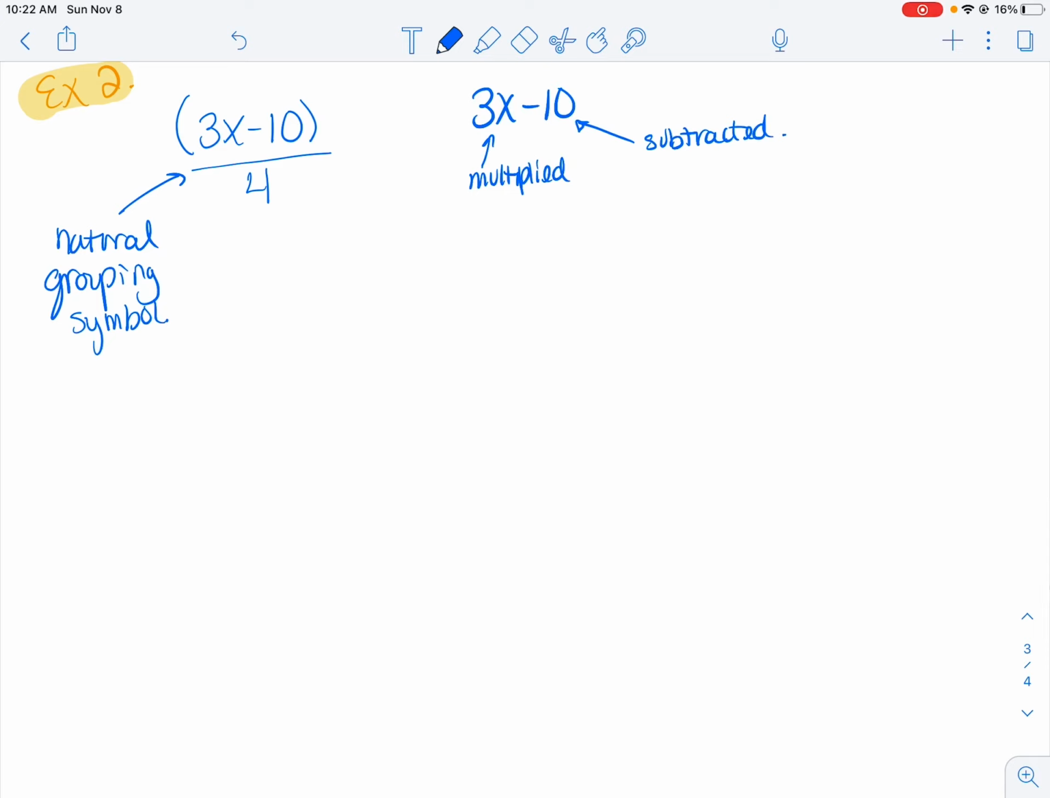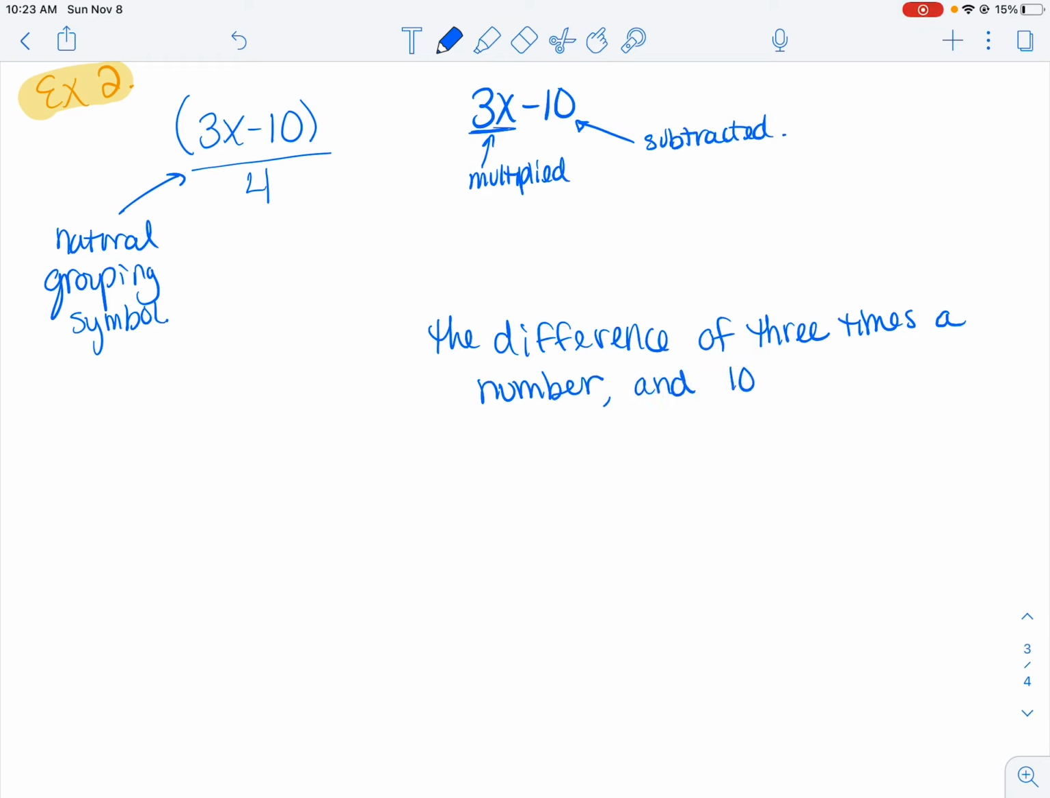So I'm going to start by saying "the difference of," and then remember when we say the difference or the quotient, we need to write the two things that are being subtracted or divided in order. So the first thing that shows up is 3x. So "the difference of," and we might say "3 times a number and 10," right? Because the difference is being found from taking 3x and 10 and subtracting.